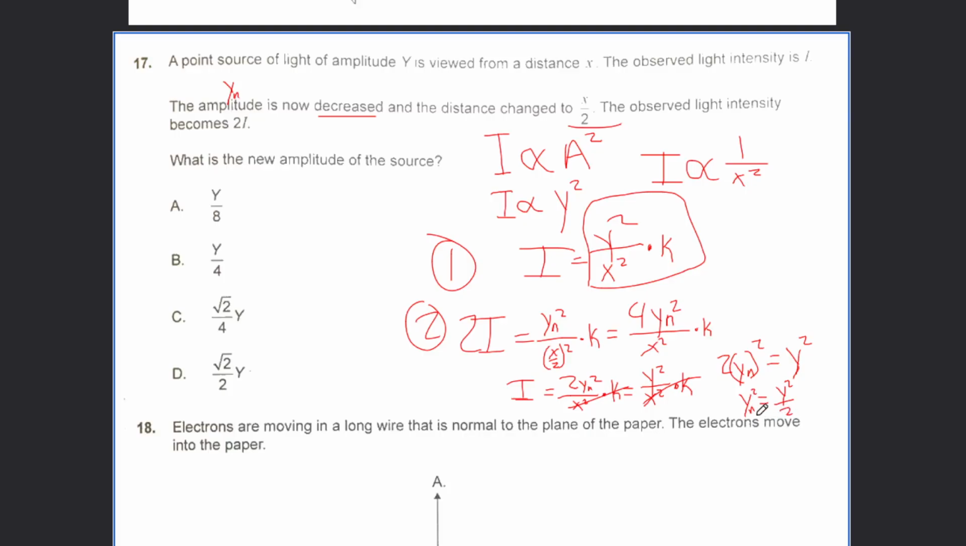And then I can take the square root, so therefore y sub n is equal to the square root of y squared over 2. So this is going to be y over the square root of 2, and y over the square root of 2 is equal to the square root of 2 over 2 times y. That is answer choice D.